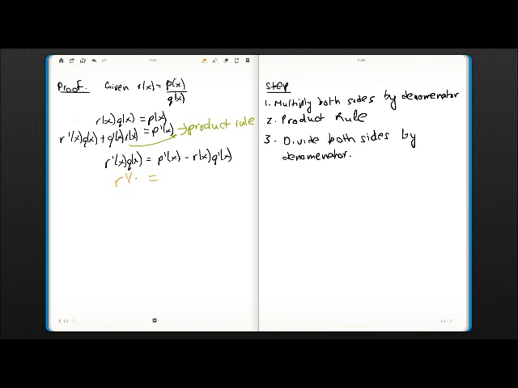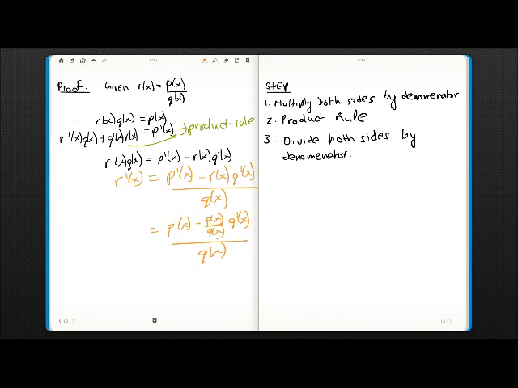So it'll be r prime of x. You just isolate it then. p prime of x minus r of x times q prime of x, all over q of x. So basically we are done, but let's get everything in terms of p and q. So expand r of x. That will be p prime of x minus p of x over q of x times q prime of x, all over q of x.